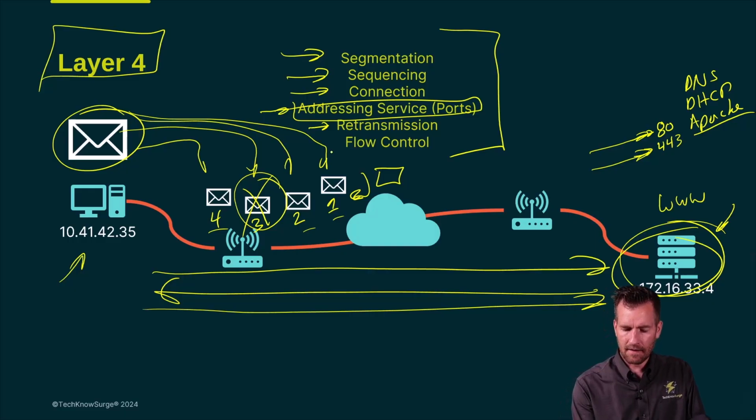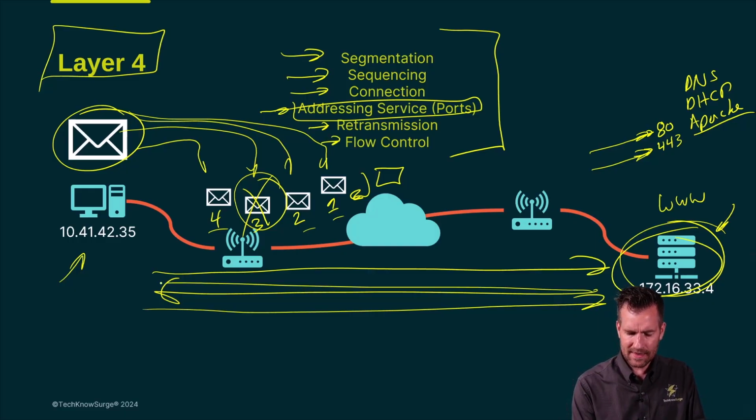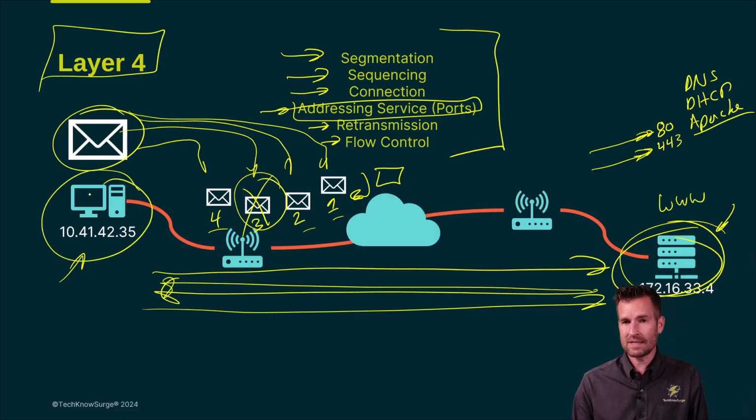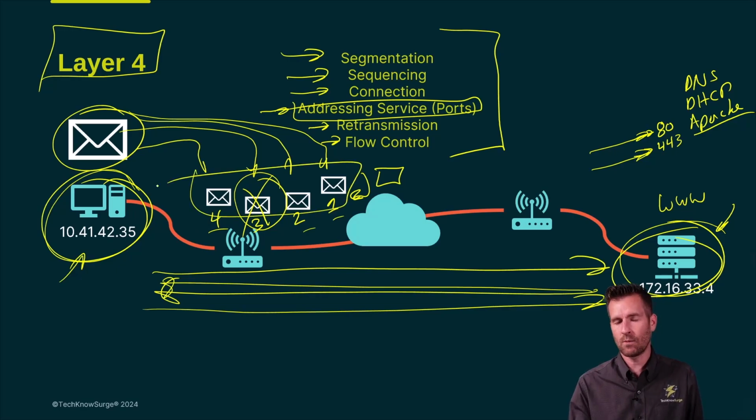And then we also have flow control. The flow control here is there's an acknowledgement that happens every once in a while. This machine will wait to receive an acknowledgement now and then. And so therefore, it will send a group of packets over and then wait for an acknowledgement.